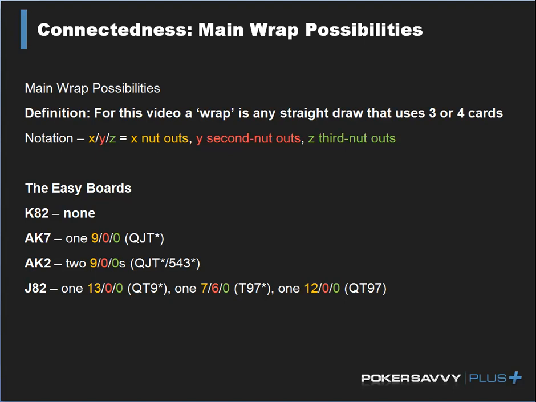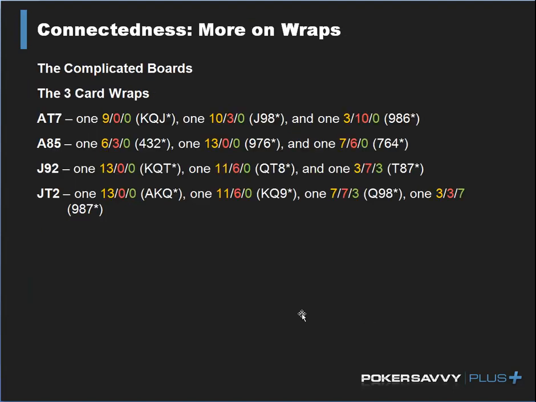The next set, it's not so simple. These boards that have more open-ender possibilities have quite a few more possible draws, and we're looking now at the easier half of them, which is the 3-card wraps. When we start looking at how these 3-card wraps overlap to create 4-card wraps, it gets pretty messy, and I'm not going to do it comprehensively in this video, although we're going to look for a second at a couple of interesting 4-card wraps.